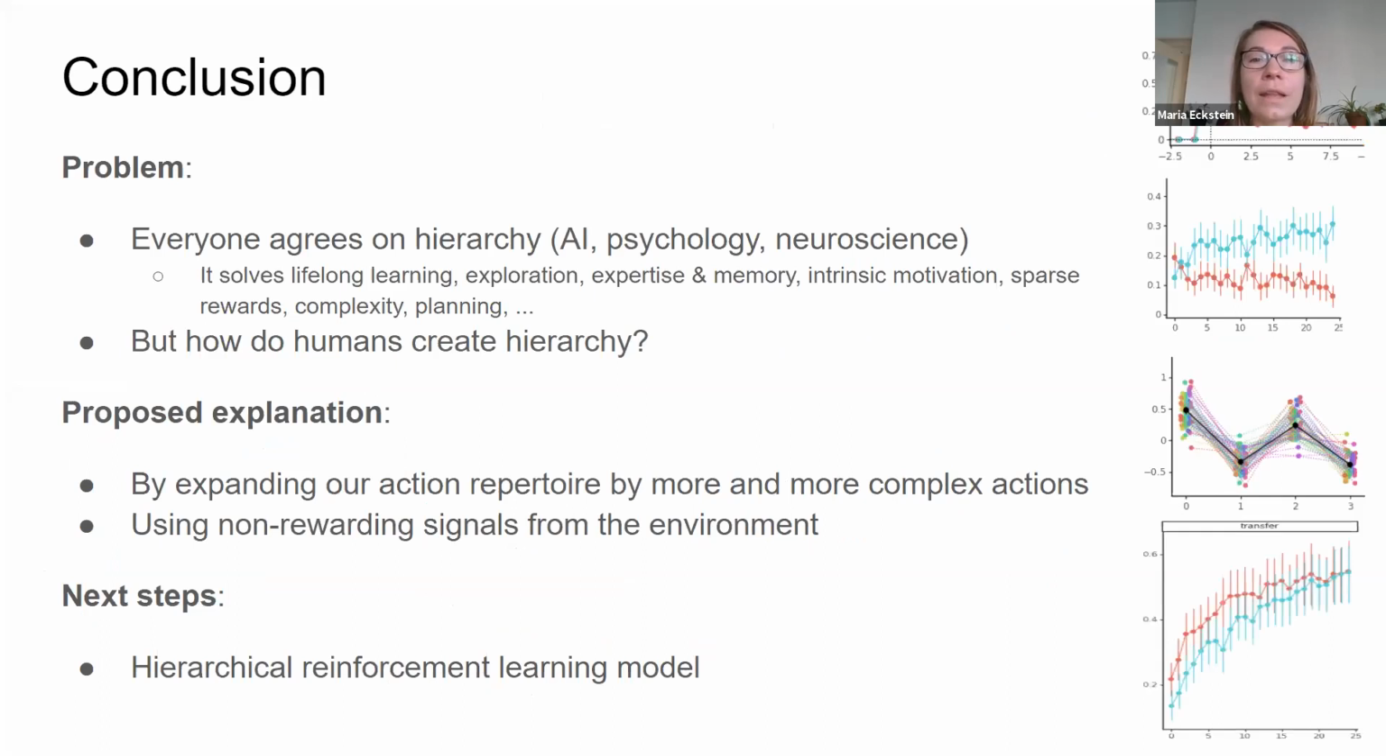So in conclusion, there has been a tremendous amount of research on hierarchy over the past decades, and everyone agrees that it is beneficial and can, theoretically, solve some of our hardest problems. Nevertheless, we don't fully understand yet how humans create hierarchy. We propose that what we do is to expand our action repertoire by adding more and more complex actions, and that we use non-rewarding signals from our environment to achieve this.